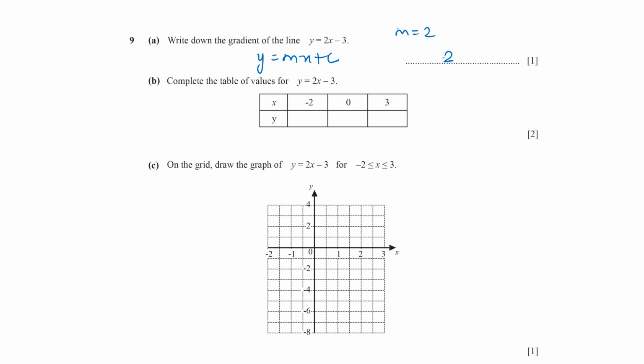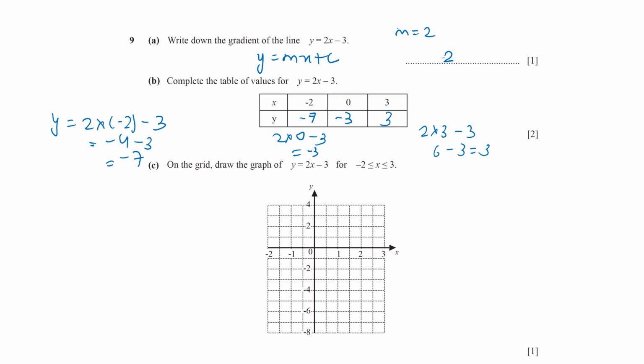So when x is minus 2, what is the value of y? So y will be equal to 2 times minus 2 minus 3, which is going to be minus 4 minus 3. That's going to be minus 7, right? Okay. Now when x is 0, y will be, so 2 times 0 is 0, minus 3 will give me minus 3, right? Okay. Now when x is 3, what is y? So 2 times 3 minus 3, 6 minus 3 is going to give me 3. So the answer will be 3.